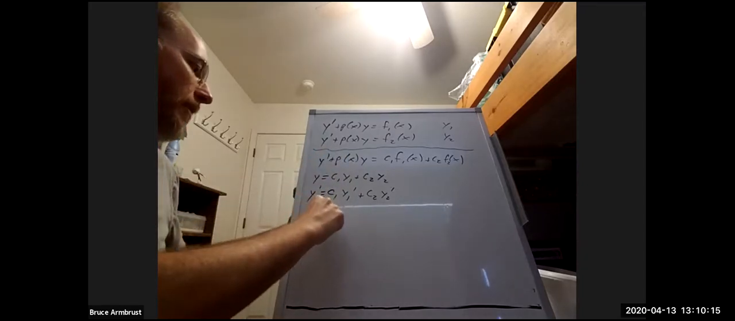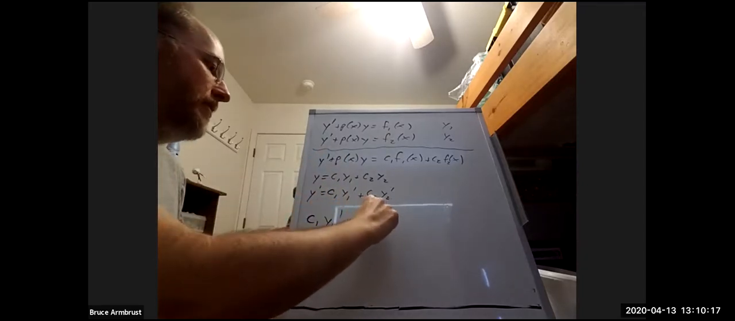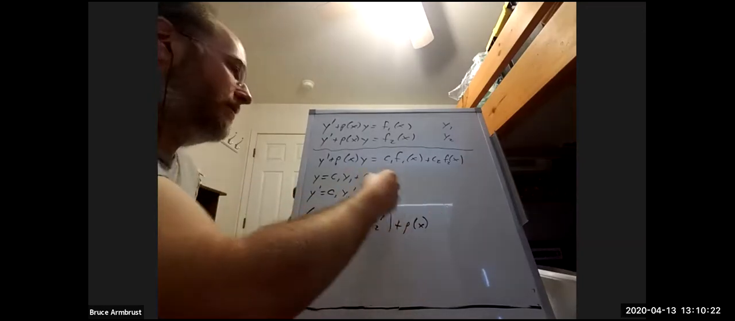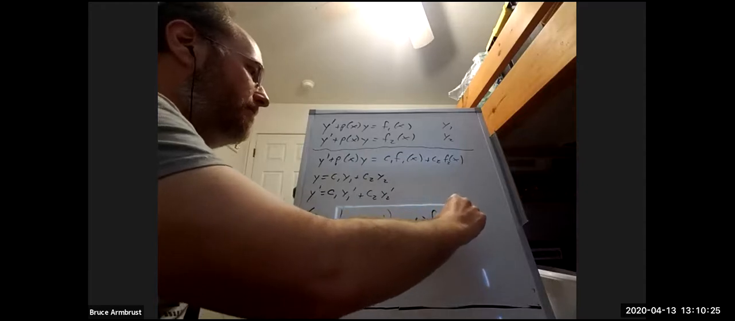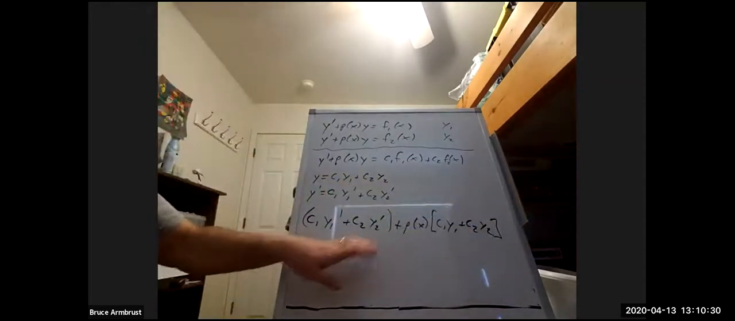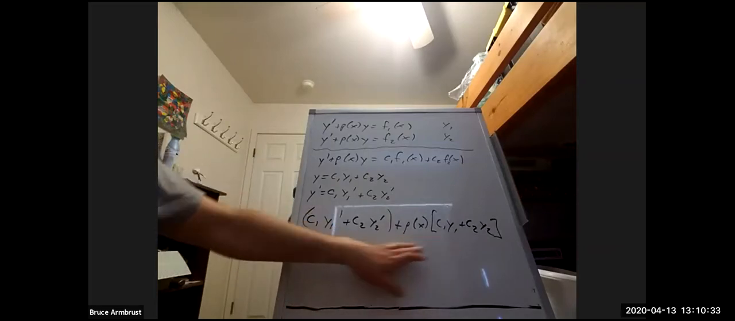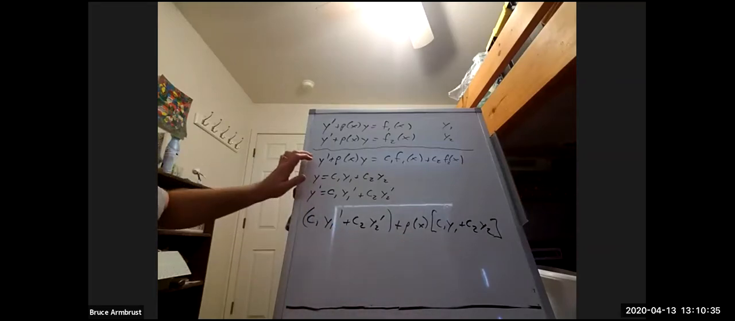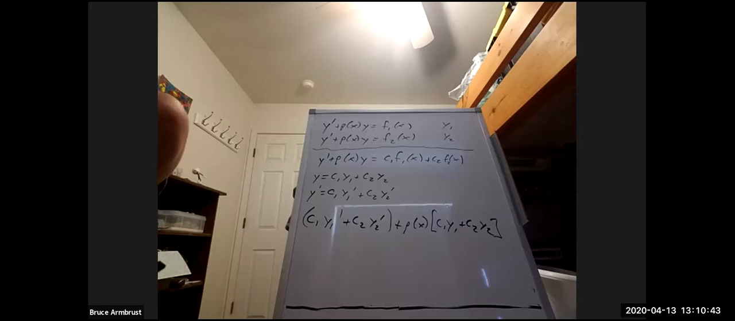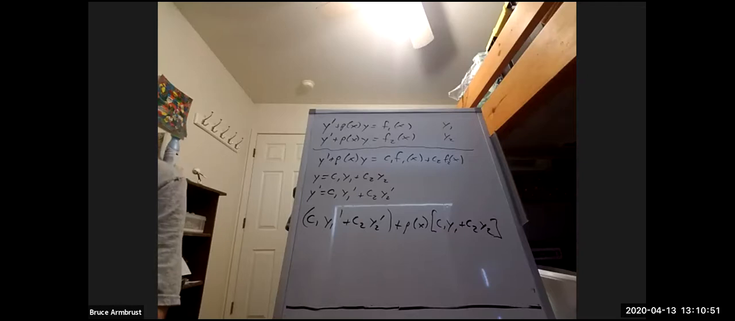So we're going to get C1y1 prime plus C2y2 prime plus p of x times this original function, C1y1 plus C2y2. So this last line I just wrote is the left-hand side of this differential equation. So I'm doing the usual, just starting with one side and seeing if we can make it look like the other side.